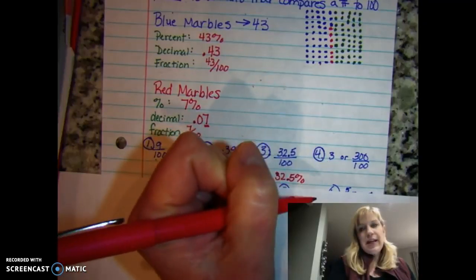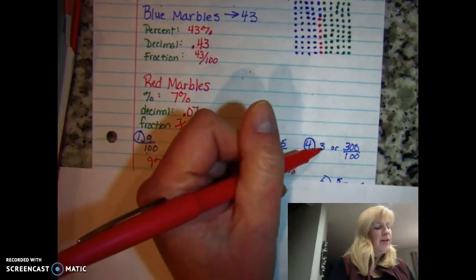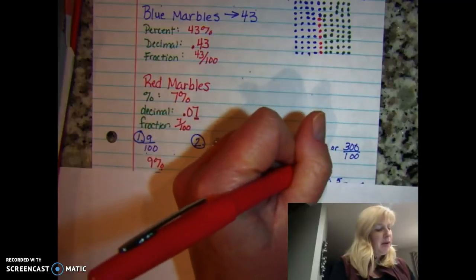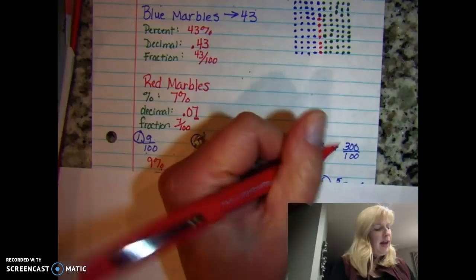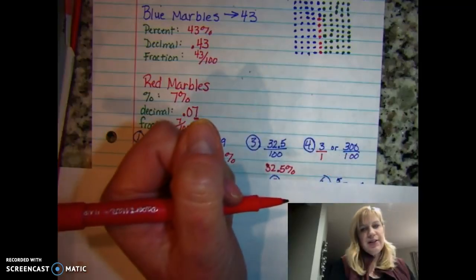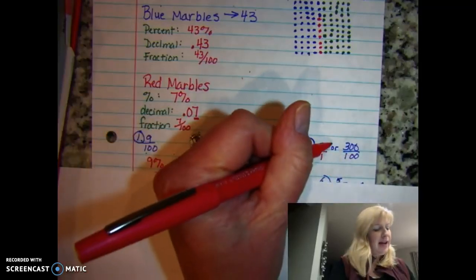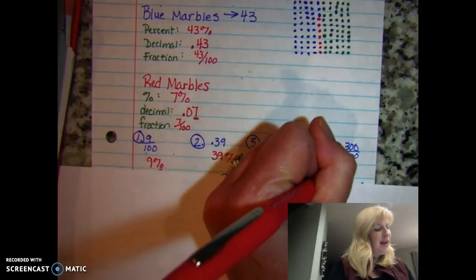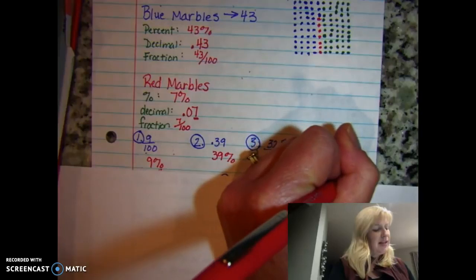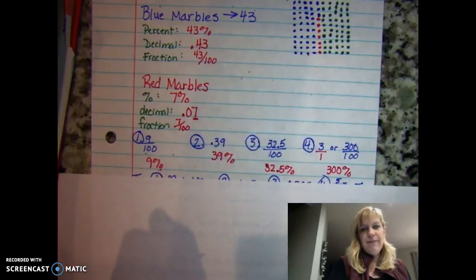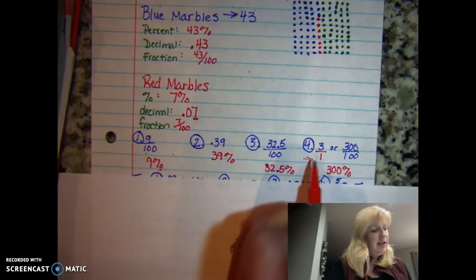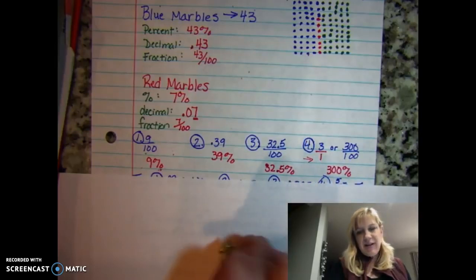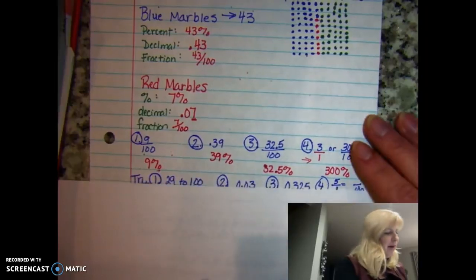This is a little bit tricky. If you have a 3, how do you express that over 100? Well, remember that 3 can be written as 3 over 1, and in order to figure out its percent, you would have to multiply the top and the bottom by 100, and you would end up with 300%. Okay? This is the one that usually trips kids up, but when you write it like this and express it as over 100, not a problem.